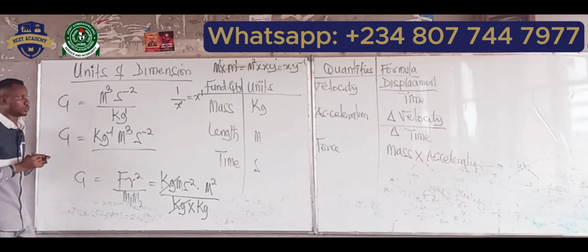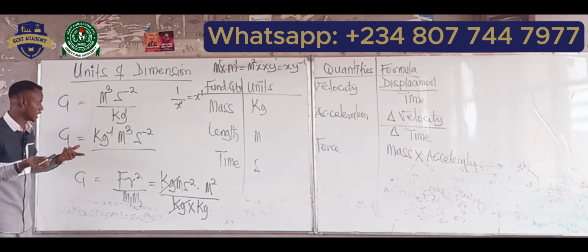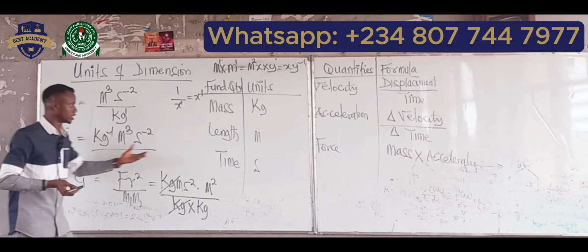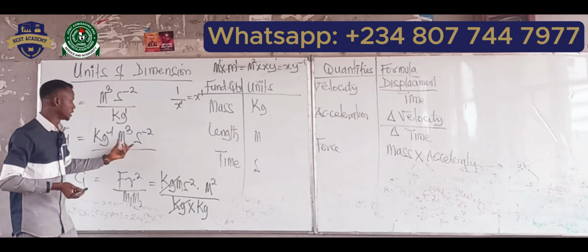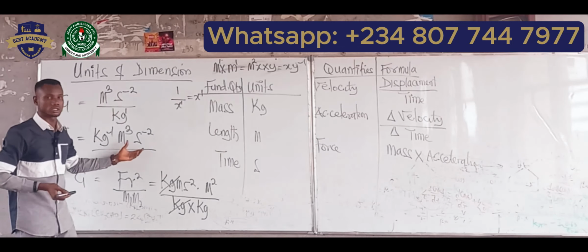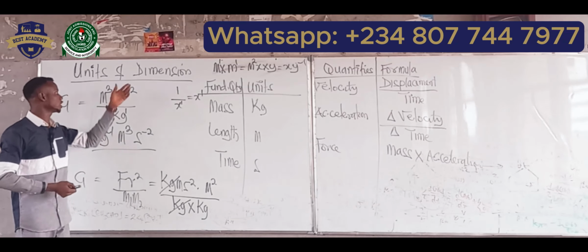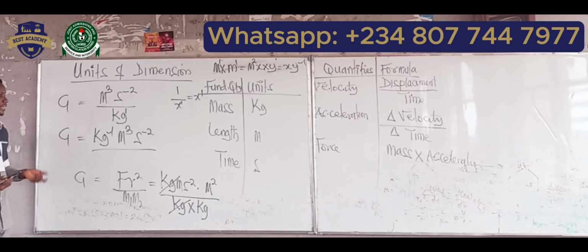Now why is this said to be the unit? Why is this the last answer here? Because we have only 1 kg, we have only 1 meter, and we have only 1 second. Please take it. The next one here, please. Dimension.